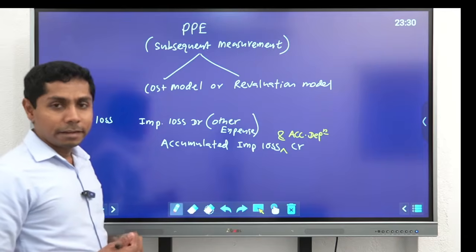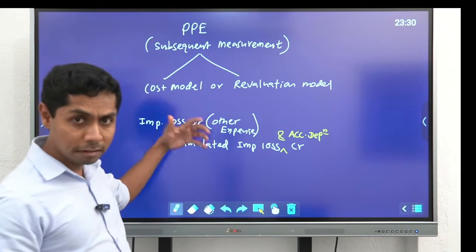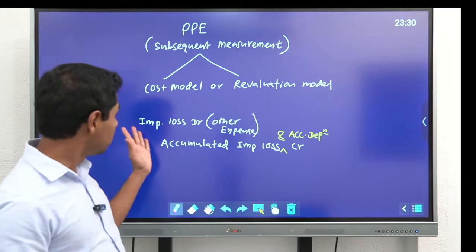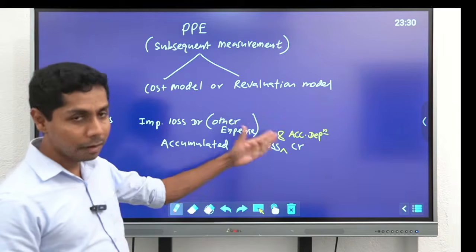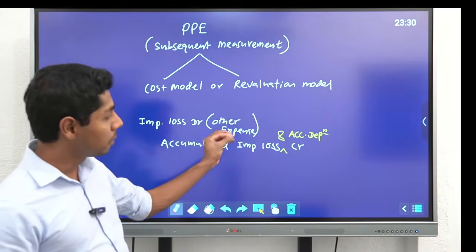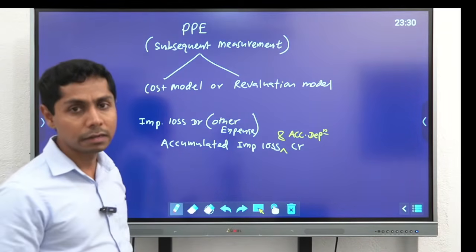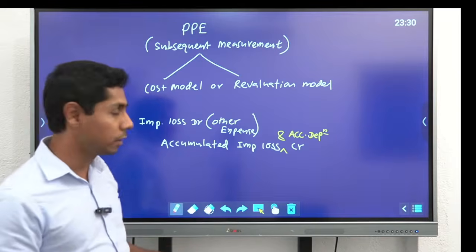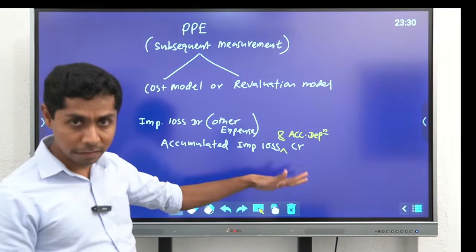So in summary, in the cost model, the impairment loss is treated as an expense. Simply, impairment loss account debit, that is another expense, and accumulated impairment loss credit. In some cases we can combine the accumulated impairment loss and accumulated depreciation accounts together and maintain a single account. Then the name of that account is accumulated impairment loss and accumulated depreciation account.